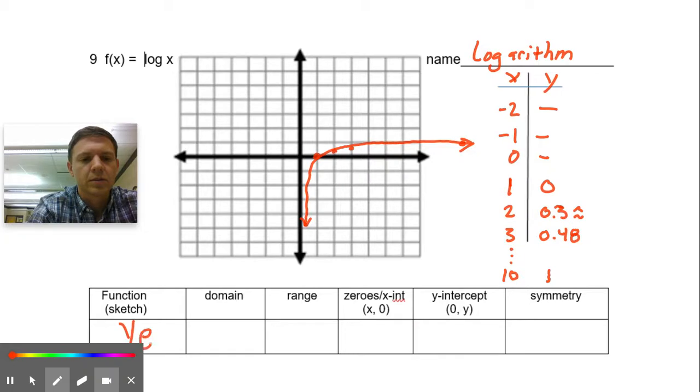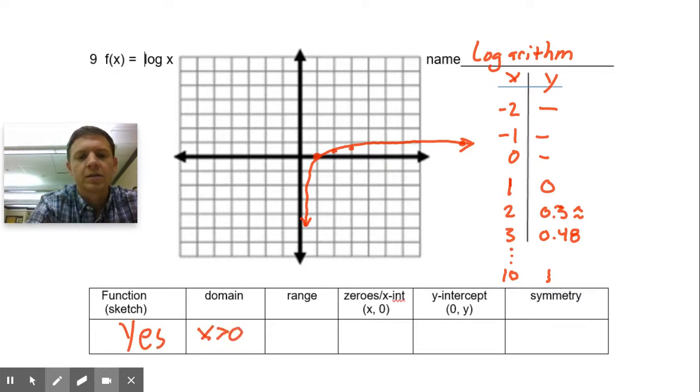Is it a function? Yep. No x has multiple y's. What's the domain? x here has to be bigger than 0. We don't ever cross the y-axis. The range can be all reals. Even though it looks like it levels off up and down, it doesn't. This will continue to grow forever. That's just true of logarithms in general. So all the possible y's.